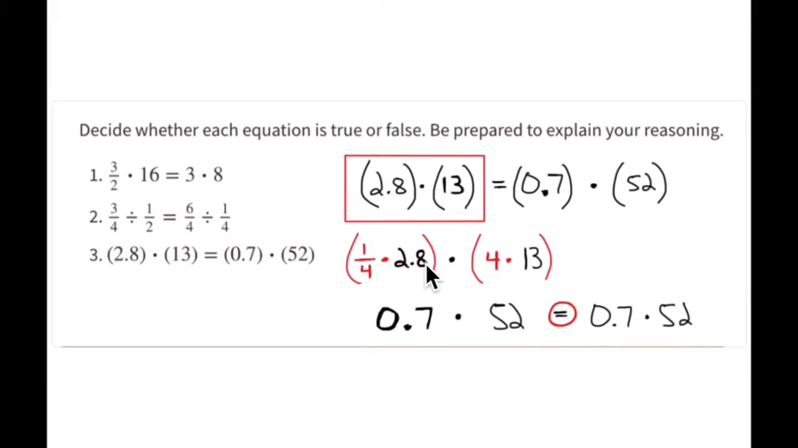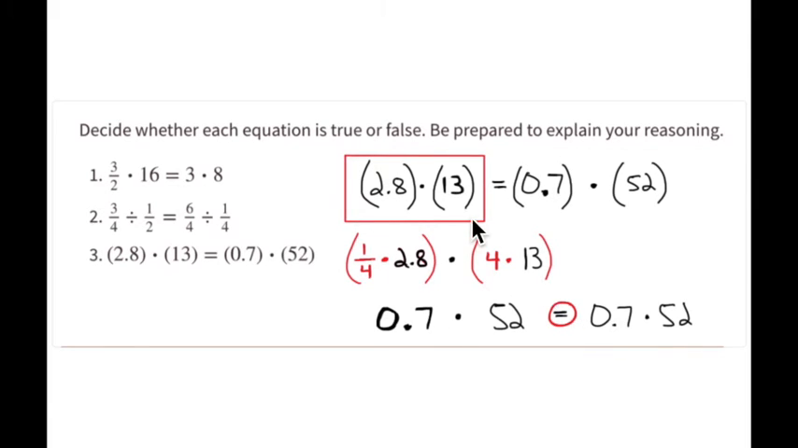So multiplying 2 8/10 times 13 by 1 in the form of 1/4 times 4 changes it to the same expression that's on the right side. So these 2 expressions are in fact equal, so this equation works. It is true in this case.